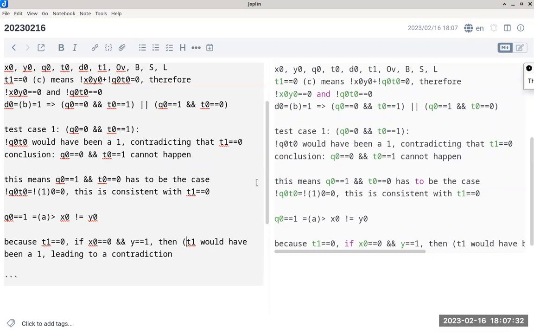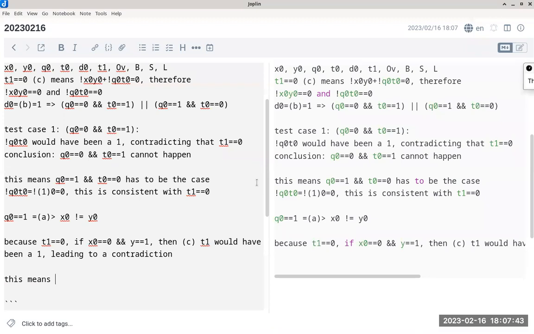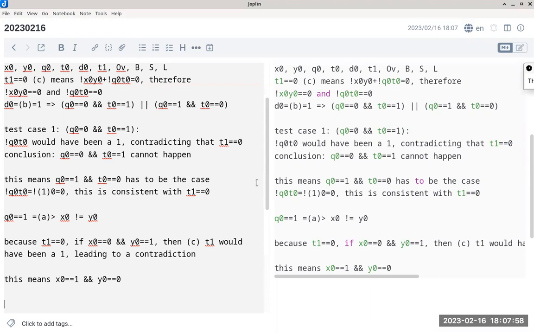And I need to quote the rule as well. So the rule for the T bit is C. So according to rule C, T1 would have been a 1. So this means X0 is a 1, Y0 is a 0. Okay. So we have all the X, Y, Q, T, D all figured out at this point. So we just have to figure out the overflow, and then we can figure out the L. We are home free. Are we good so far? All right. Okay, so with those, we can always just go back to the definitions. So we'll go back to the definitions, and we'll start with the borrow flag.